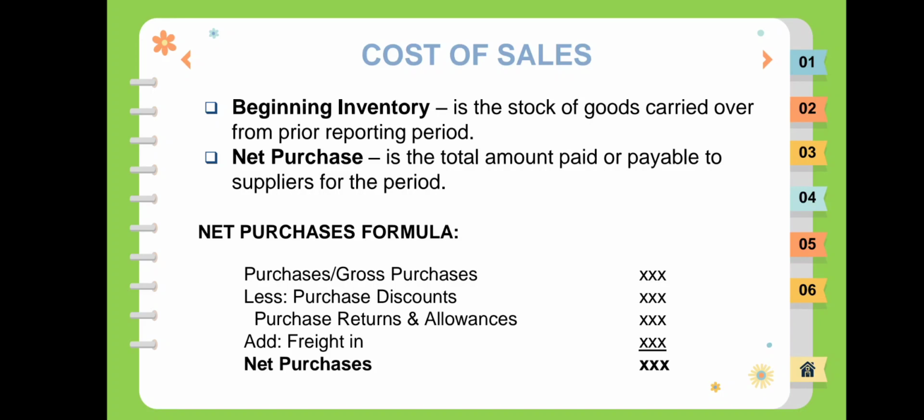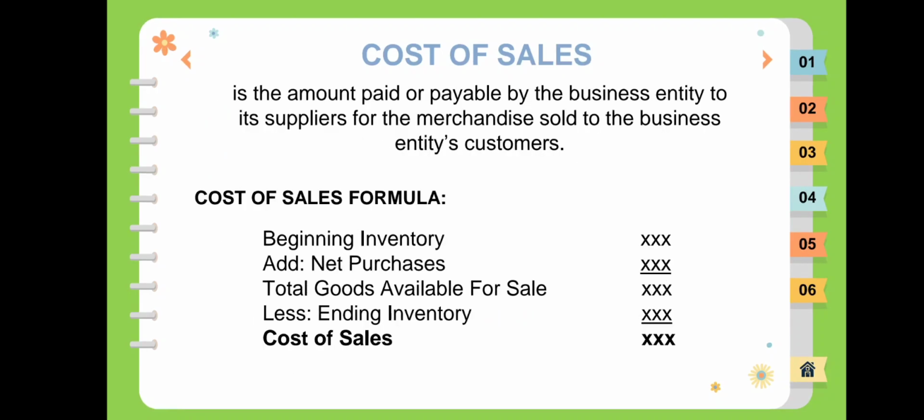And if you have freight in, you add it to the gross purchases, minus purchase discounts, minus purchase returns and allowances, then you have the net purchases, which siya yung i-add nyo sa beginning inventory to get the total goods available for sale. When I say total goods available for sale, this is the inventories na available na maibibenta sa current year. Yung current stock nila.